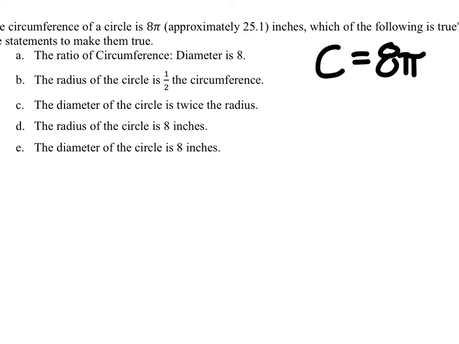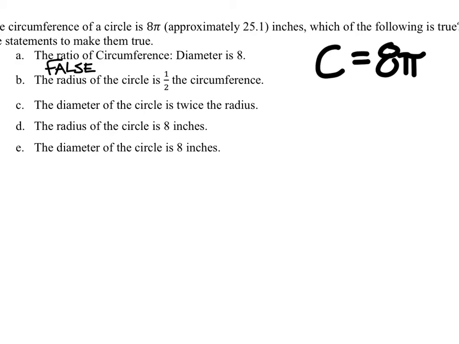All right, this one, as it turns out, is false. Why is it false, though? That's what we've got to figure out right now. It's because the circumference to diameter ratio for any circle is pi. B, the radius of the circle is 1/2 the circumference. True or false? False is correct.